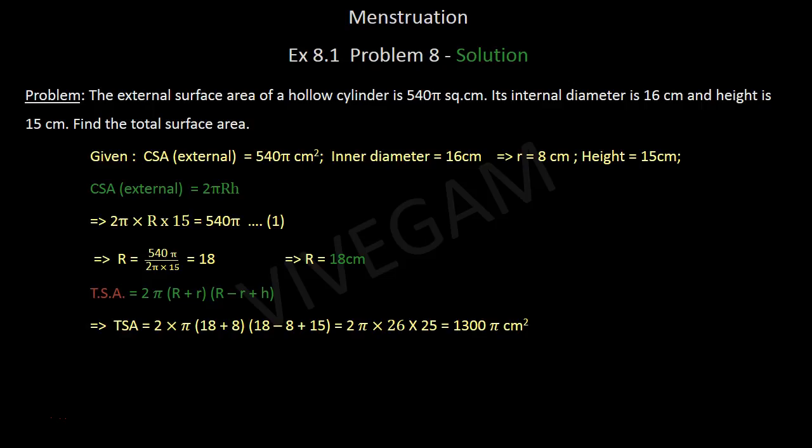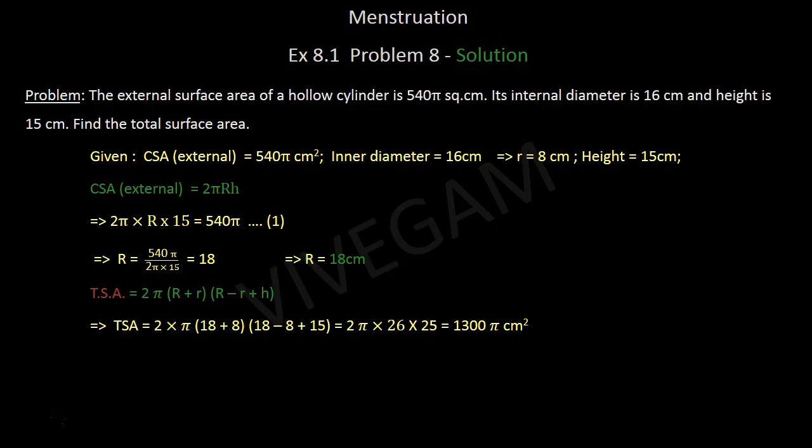Okay. So capital R will be equal to 540 divided by, take this 2 pi and 15 to the right side. So 540 pi by 2 pi into 15. So pi and pi will get cancelled. 15 into 2 is 30. 540 by 30 will be 18. Okay, so capital R, or the external radius, is 18 centimeter.